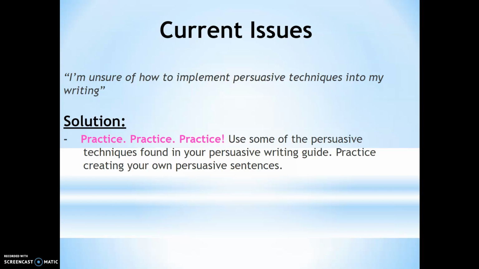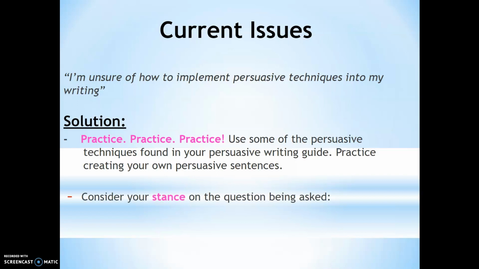So one of the things that I've said is you need to try and use some persuasive techniques. Use some of the ones that I've given you in your persuasive writing guide and practice making your sentences sound more persuasive by choosing perhaps onomatopoeia or perhaps alliteration, and have a go at actually implementing those persuasive techniques into a sentence or two. So that's the first thing.